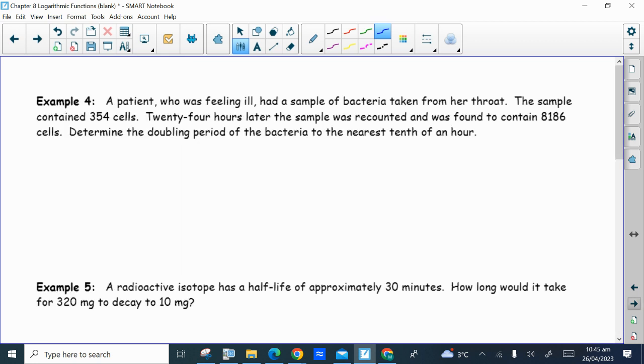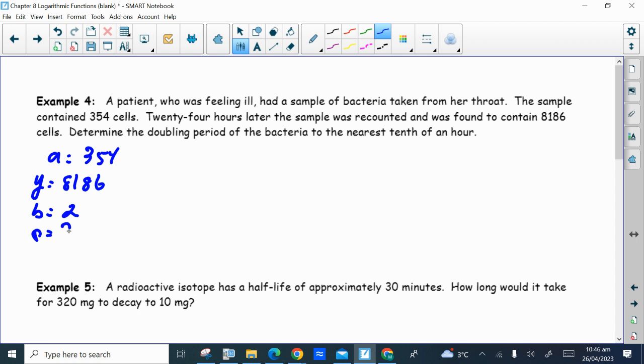Number 4, a patient who was feeling ill had a sample of bacteria taken from her throat. It contained 354 cells. So that is our initial amount. 24 hours later, the sample was recounted and contained 8186. So that is the amount at the end. We want to determine the doubling period. So that tells us that our growth factor is 2. The number of cells is doubling. We want to find out how long it takes for that to happen to the nearest tenth of an hour.